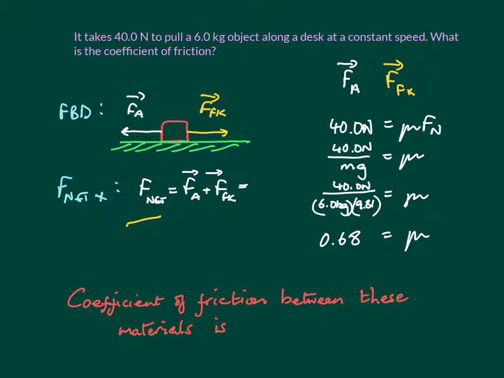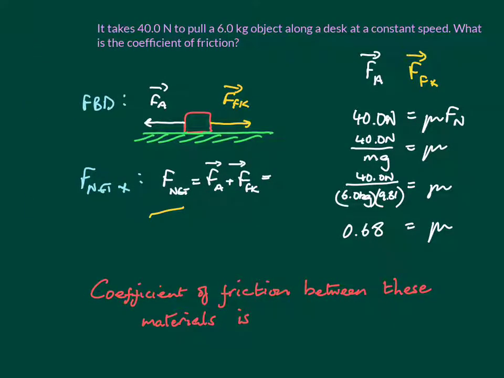So let's look at this problem. It takes 40 newtons to pull a 6 kilogram object along a desk at a constant speed. What is the coefficient of friction? Good practice, as we normally talk about, is to create an FBD and then have a look at the Fnet values. If we create an FBD, we'll see there's a very, very key point here: the object is moving at a constant speed.